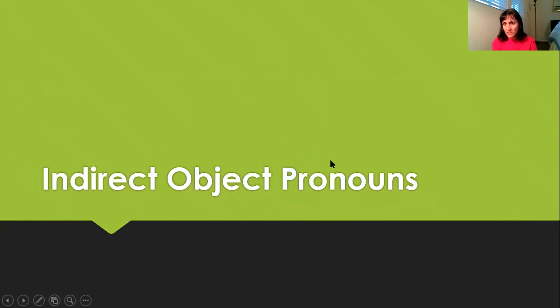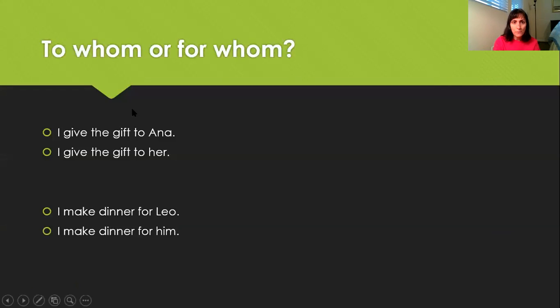We know that a pronoun replaces a noun. And pronouns can be subject pronouns or object pronouns. If they're the object pronoun, they can be either the direct object or the indirect object. We looked at the direct object last time, and this time we're looking at the indirect object. So indirect objects answer the question, to whom or for whom? To whom or for whom after the verb.